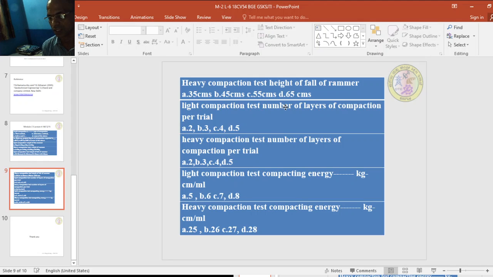Light compaction test, compacting energy is dash kg centimeter per cubic centimeter. Option A 5, option B 6, option C 7, option D 8. It is 6.05, close to 6, therefore option B. In the heavy compaction test, compaction energy is dash kg centimeter per cubic centimeter: option A 25, option B 26, option C 27, option D 28. It is 20.5. The close answer is B, therefore option B.